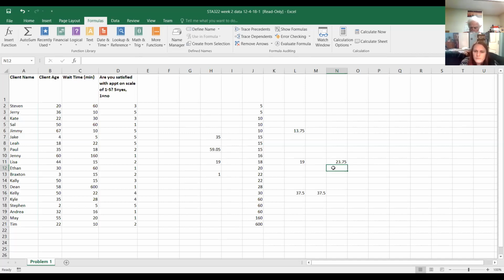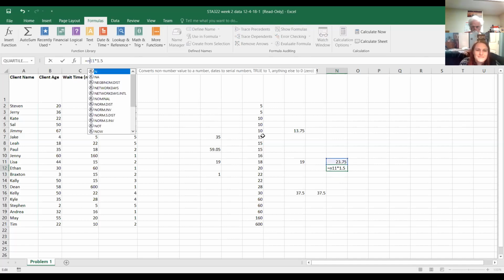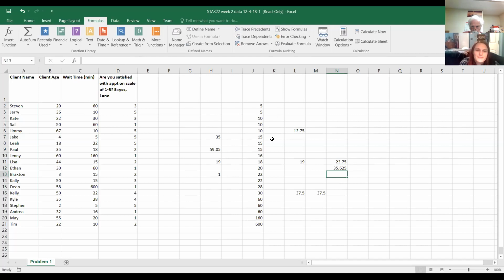Okay, so we're going to do that equals N11 times 1.5. So we get, no, should have been times N11. Naughty, naughty. A little frazzled. 35.625. So we could just call that 35.6 again, because we have no decimal points in our data.